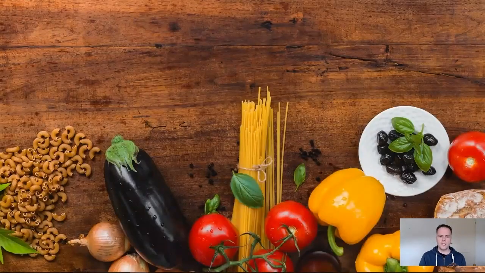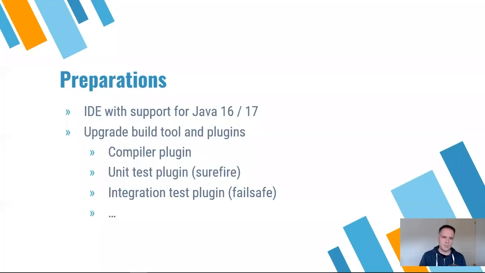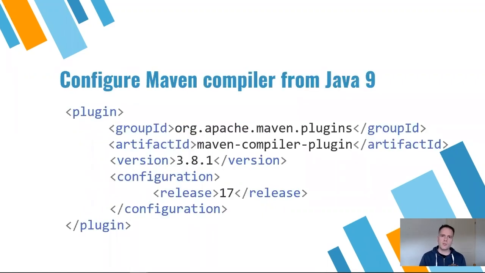So let's look at the ingredients to get this upgrade process done. First, we start with an IDE with proper support for the Java version where we want to upgrade to, because then we already get a lot of warnings and feedback inside the IDE, and we can relatively easily fix it. It's also important that we upgrade the build tools and plugins so that they support the latest version of Java. In case of Maven, we specify the compiler plugin to use Java 17.